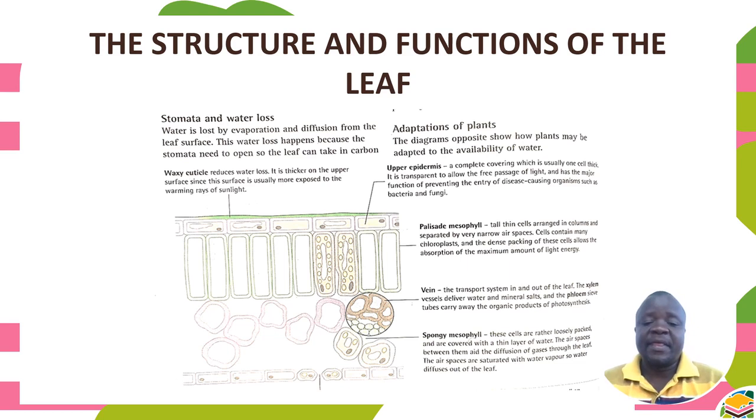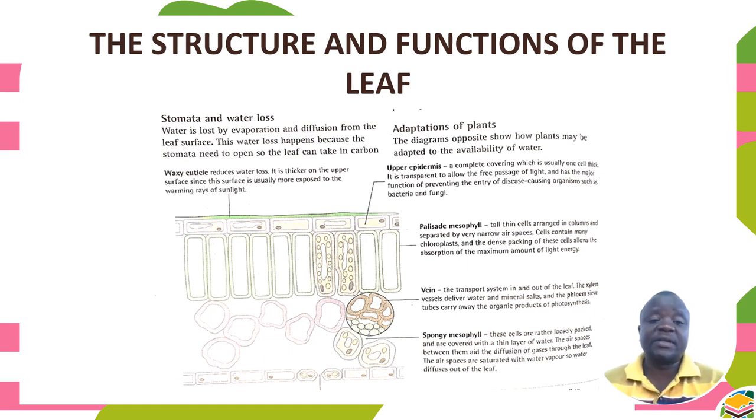So we'll see that these layers, then down there we have the lower epidermal layer again, and this layer here is the upper epidermis. Now we are going to look at the importance of this internal structure, the transverse section of the leaf. Now we have the cuticle, which reduces water loss. In some plants, it depends on the species of the plants.